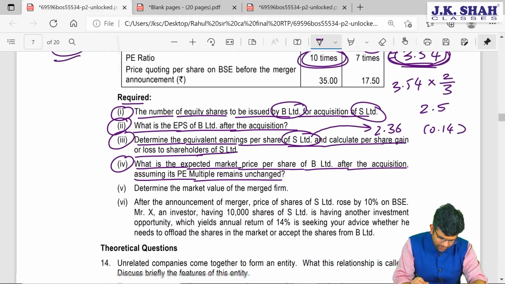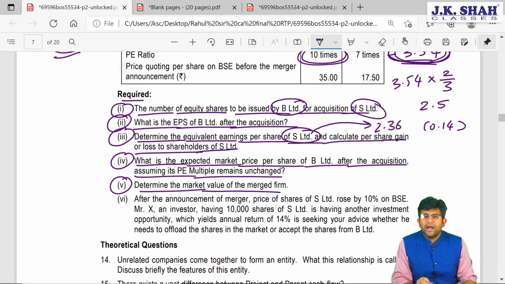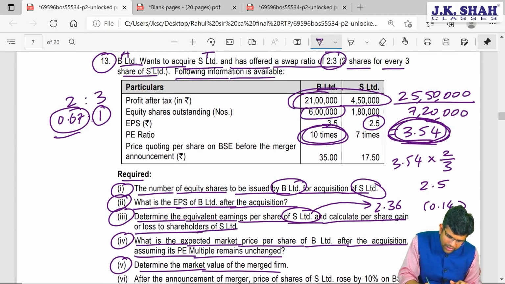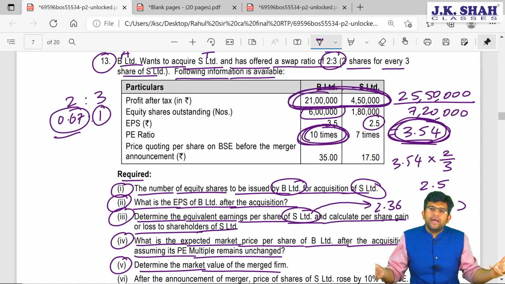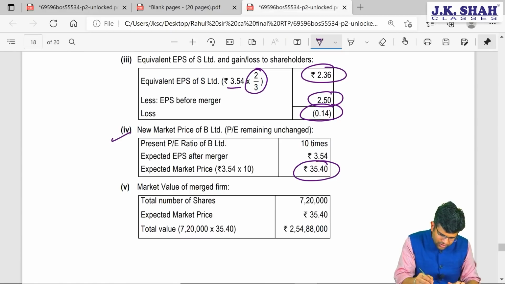Moving on to point number 5. Determine the market value of the merged firm. Children, market value of the merged firm is nothing but total earnings multiplied by P/E ratio, right? Earnings per share into P/E ratio will give you market price per share. Total earnings into P/E ratio will give you total market value of the company. So 21 lakh plus 4 lakh 50,000, multiplied by 10, obviously, children, that comes to 2 crore 55 lakhs. Okay, I'll show the solution here.